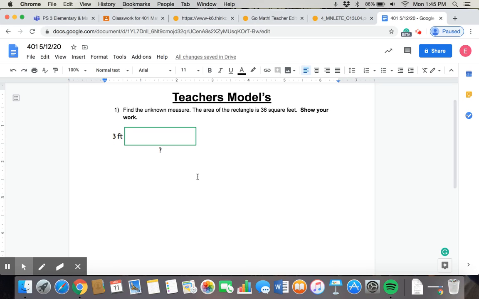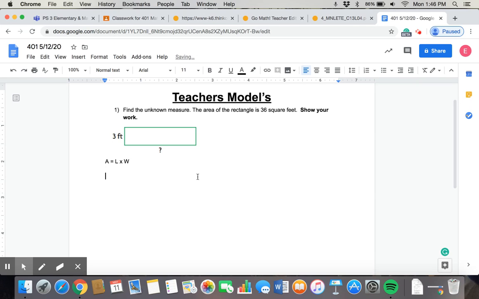So the first thing I'm going to do is I know it's area, so I'm just going to write down my area formula. Area equals length times width. I know that that's my formula to find the area of a rectangle. So now what I'm going to do is take all the information that I was given and fill it into my formula, and then I'll reassess where I'm at.